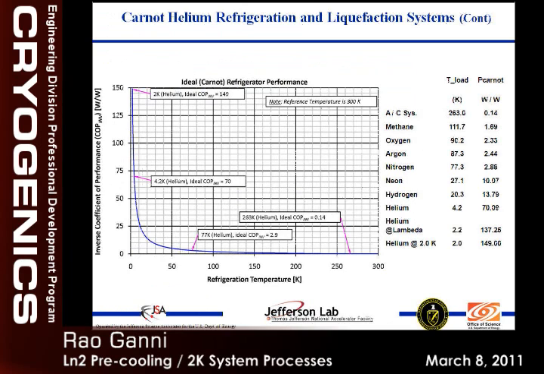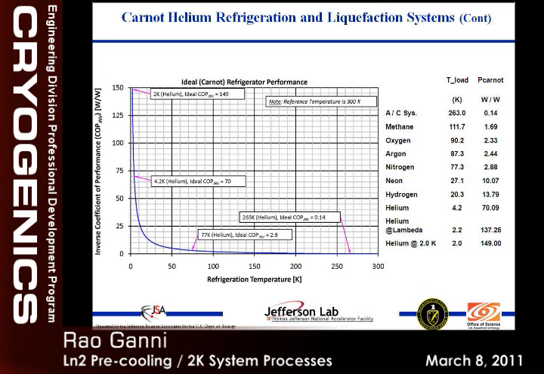Okay, you have seen this before. When we start at 300 Kelvin, it is less than 1 watt per watt, and by the time we get to 80 Kelvin, it is like 3 watts per watt. So the exergetic value, or the thermal value, of this heat removal from 300 Kelvin to 80 Kelvin is so little compared to going up this way, to 4 Kelvin and 2 Kelvin.